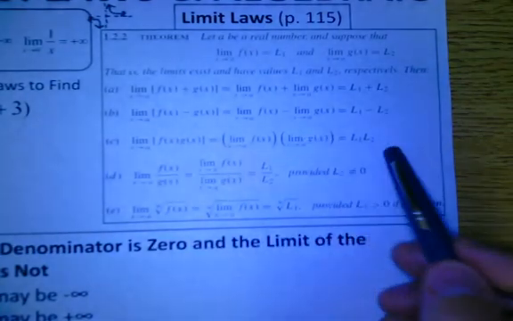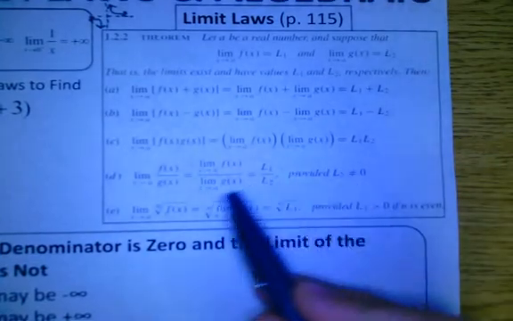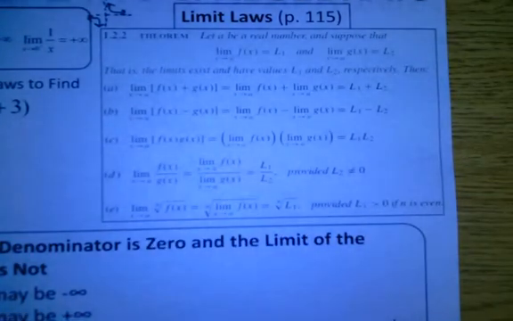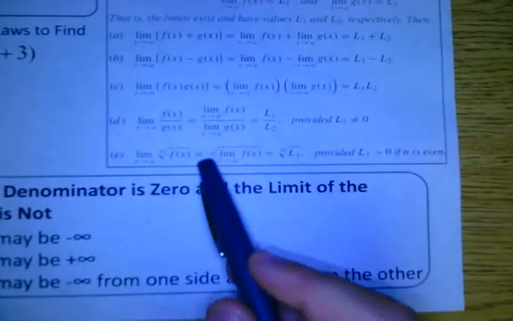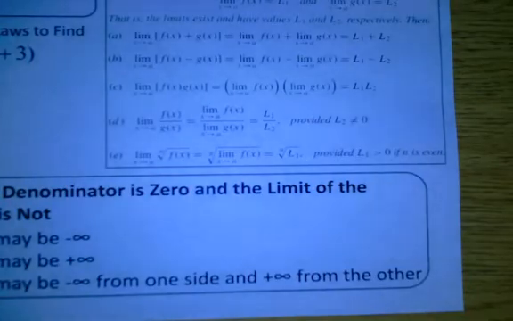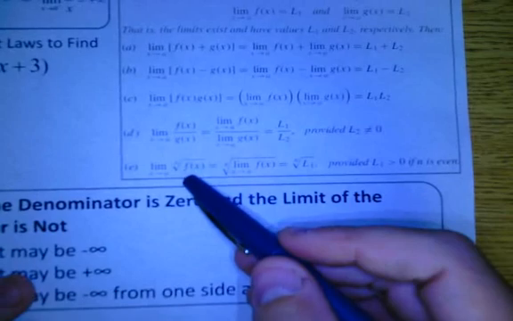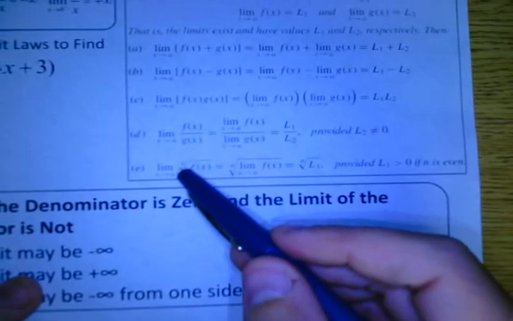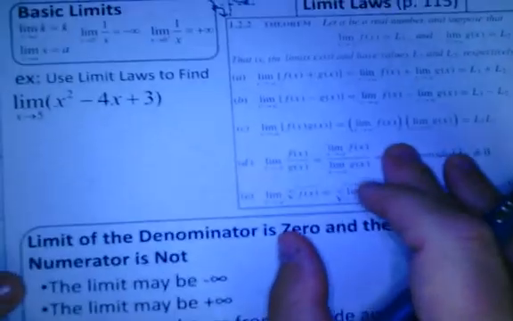Multiplying works out as well. Dividing works out, provided that the bottom one does not equal 0. It also works out for square roots. Again, these are all provided that the limits exist. If you're ever confused about whether it works or not, just find the limits from the right and from the left, and that will help you out tremendously.